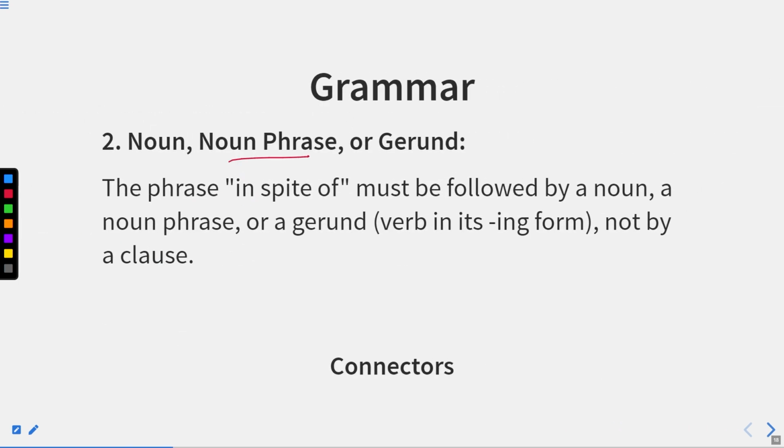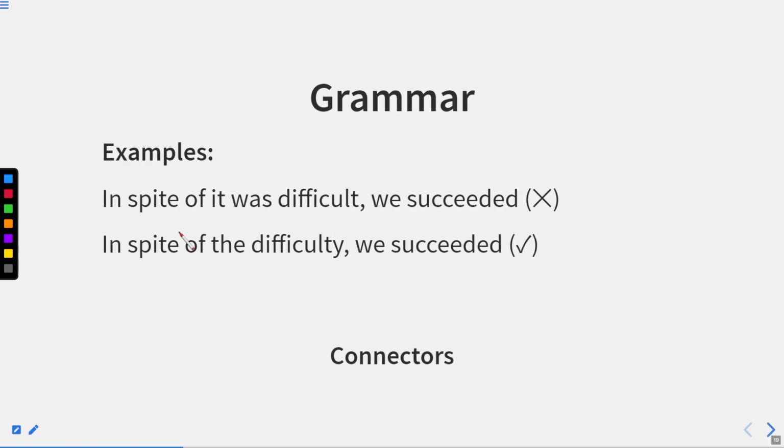Noun, noun phrase, or gerund. Now, what are nouns, noun phrases, and gerunds? The phrase in spite of must be followed by a noun phrase or a gerund, a verb in its ing form, not by a clause. Example, if I say, in spite of it was difficult, we succeeded. So, this is the entire clause which has subject plus verb plus object or subject complement. Here we have a subject complement, or you can say adjective. So, this is the entire clause.